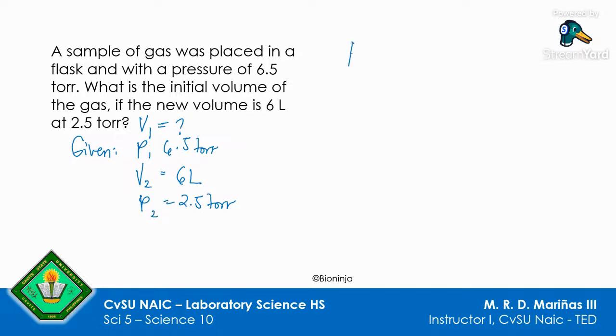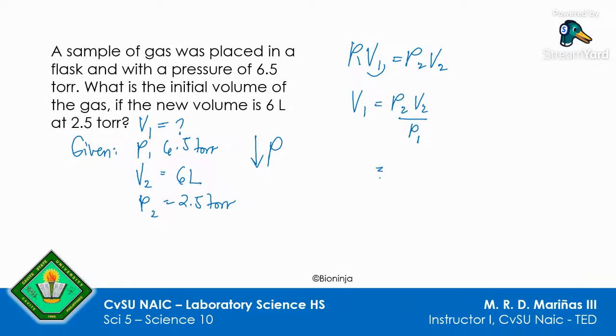So going back to the formula, P1V1 is equal to P2V2. At hinahanap natin dyan is V1 equals P2V2 over P1. Okay? So, tingnan naman natin yung relationship muna. So, in this case, we have 6.5 torr to 2.5 torr. So, bumaba ang pressure. So, we're expecting na anong mangyayari ngayon dito? Bumaba yung pressure natin. So kung ito ay mababang pressure, mataas ang volume, ano kaya in-expect natin sa volume? So tingnan natin later sa computation.